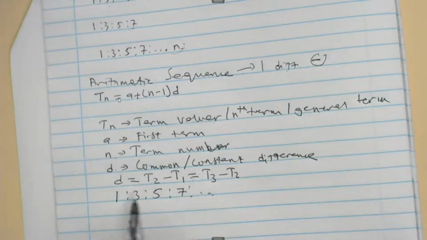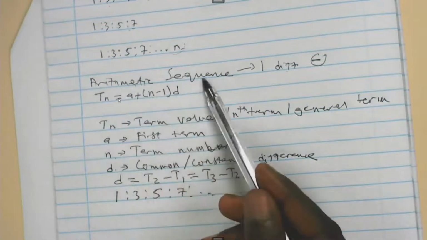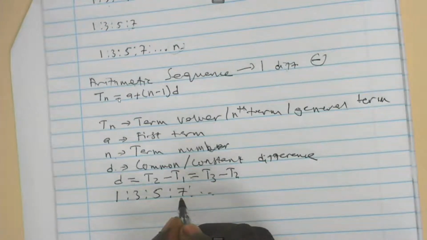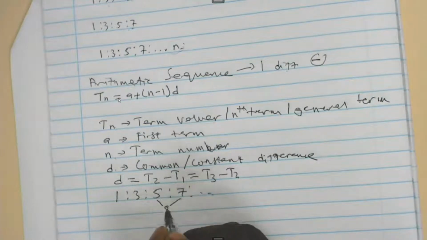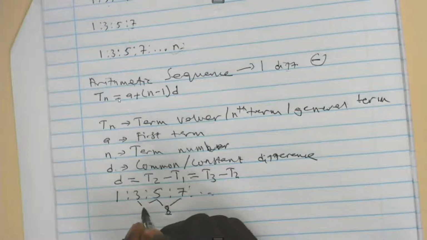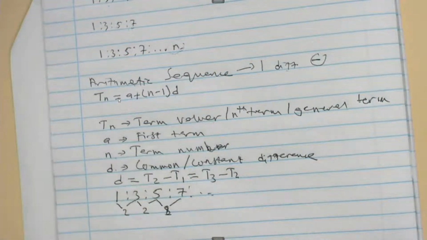Now let's check whether this sequence falls under our arithmetic sequence. Let's check the first difference there. We are going to say 7 minus 5, that gives us 2. And then 5 minus 3 also gives us 2, and then 3 minus 1 also gives us 2. Hence, we have one difference there, that is positive 2, and this sequence is an arithmetic sequence.